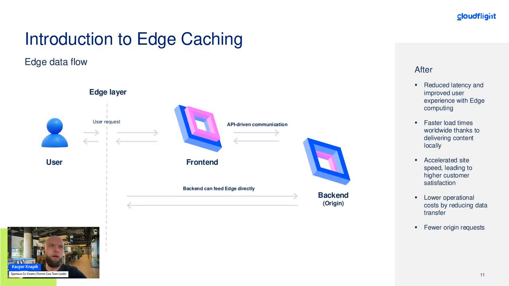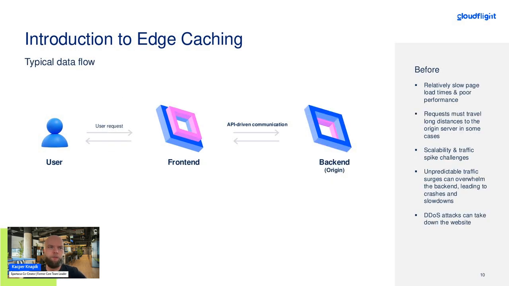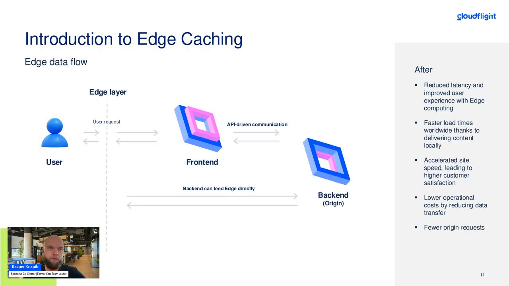And now, if we look at where the edge really is in this first graph, we can see that on the left side, between the user and the front end, we have the edge layer. So what happens is that the user now, instead of talking to the front end and the server, talks firstly to the edge. So edge is kind of a middleman getting all of the requests. And if edge doesn't have whatever is being requested, then it goes to the origin, so to the server.